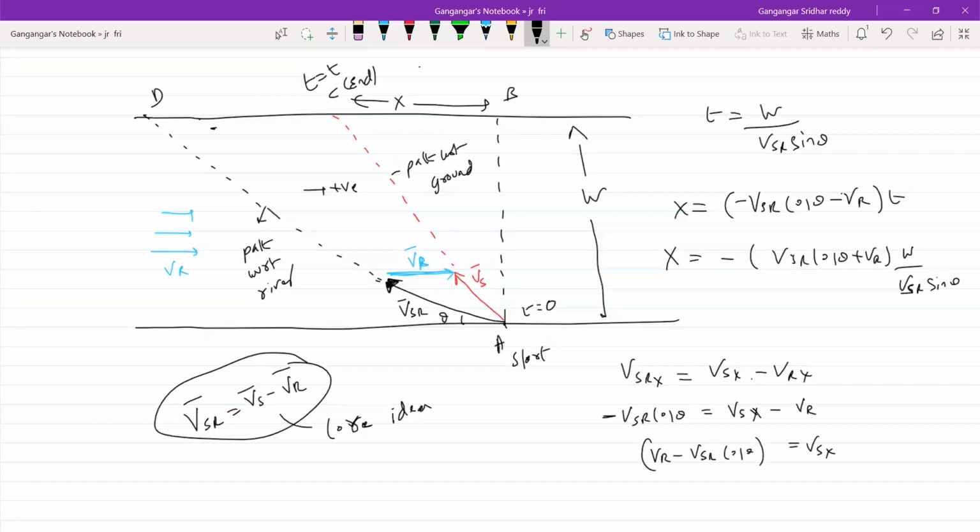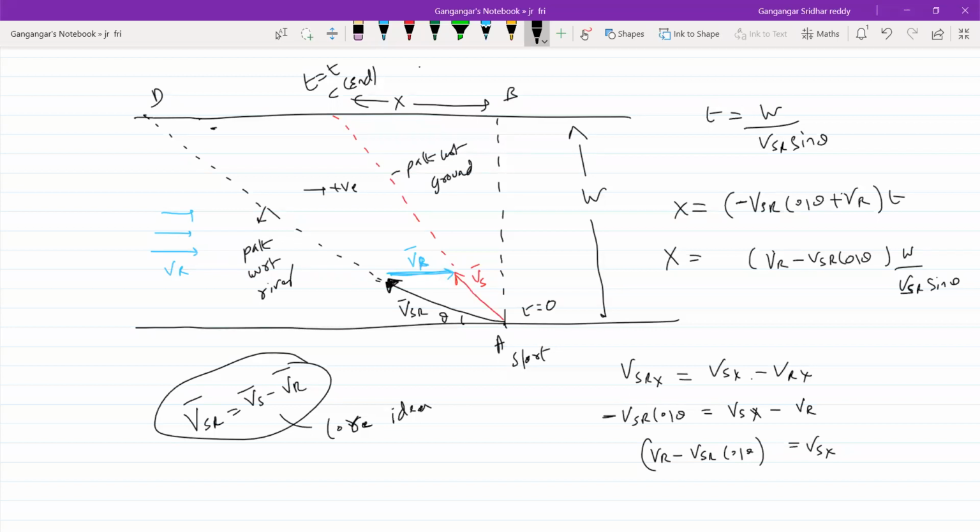Okay, I think I should change the sign. Yes, sir. Plus it will be, this will be minus, so this will be negative. Here definitely VSR cos theta will become greater than VR and X will become negative. So you leave it to the values. It will determine that particular thing.